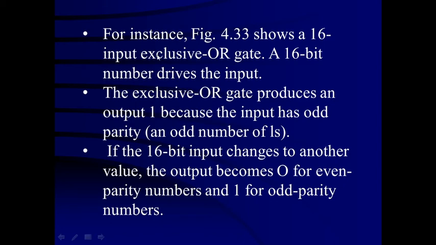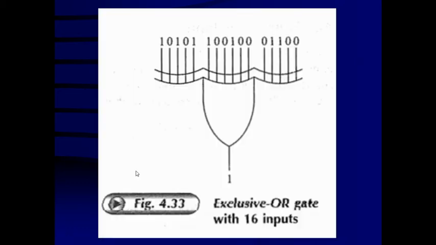For instance, figure 4.33 shows a 16-input exclusive OR gate. A 16-bit number drives the input. The exclusive OR gate produces an output of 1 because the input has odd parity, and an odd number of ones are there. If the 16-bit input changes to another value, just like you can see in this figure, here this is the exclusive OR gate of 12 inputs.